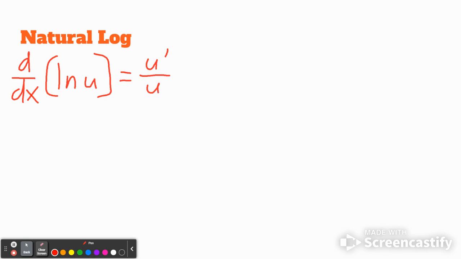So, what if we had the natural log of something? What if we want to find the derivative of the natural log of something other than just x? So we can call it u, where u is a function of x. Now, it turns out this is equal to u prime, the derivative of u, over u itself. So this would be the derivative if u is something other than x. And if we plug in x for u, we do get 1 over x because the derivative of x is 1.